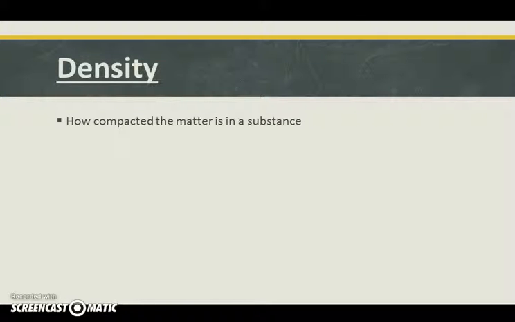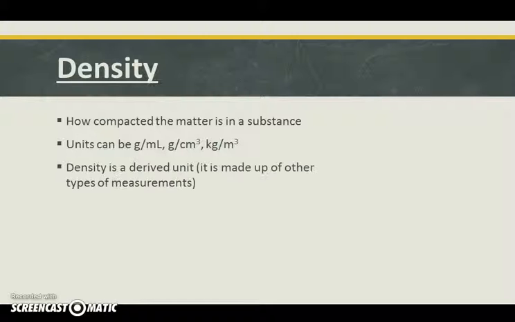Another thing is density. It's how compacted the matter is in a substance. So we're talking about the mass of it and the volume. Okay? So you would have your mass over your unit of volume. So grams per milliliter, grams per centimeter cubed, kilograms per meter cubed. All of those can be units for density. But you need to look at what units you were given in order to know what unit to use. So if I give you grams and I give you meters cubed, well, then it should be grams per meters cubed. Okay. Density is what we call a derived unit because it's made up of more than one type of measurement. So we have mass and volume.